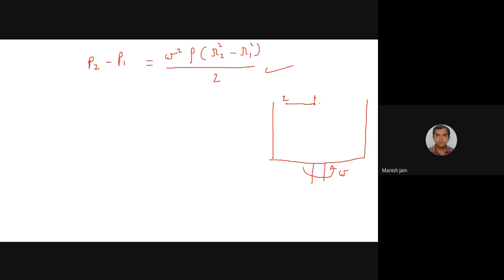Why will the pressure drop occur? Because the centrifugal force depends upon how much distance you have from the central axis, and that will affect the centrifugal force. It will always act in the outside tangential direction. So you will find the pressure drop due to this centrifugal force between point 1 and point 2 by using this equation. This is the pressure drop due to the centrifugal force.